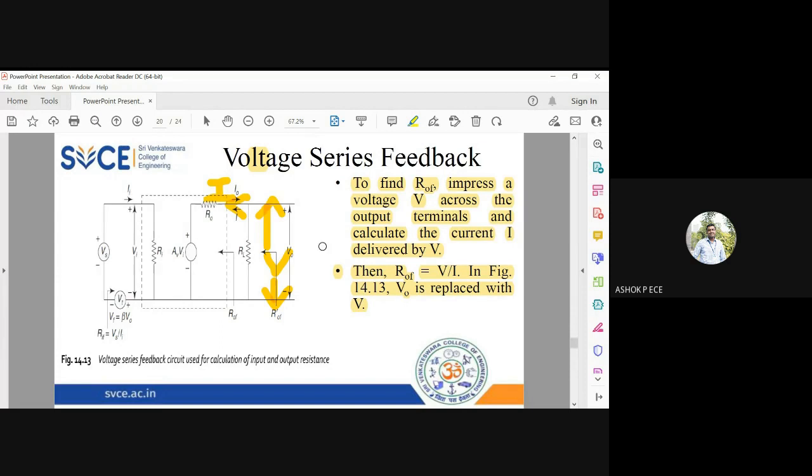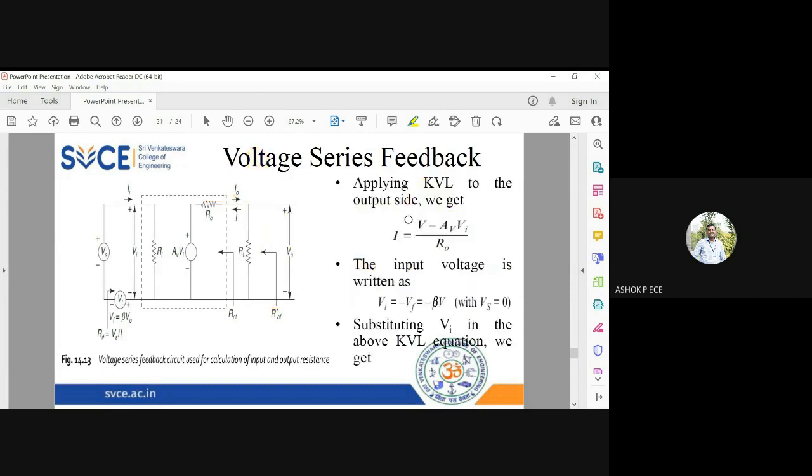And I will not have V naught. Here V naught and V are the same. Because what I apply is V, what I measure is V naught; what I apply is V naught, what I measure is V. So both are going to be the same. So apply KVL at the output side. So this is going to be my voltage, capital V. I am applying the voltage here. This RL is not there.